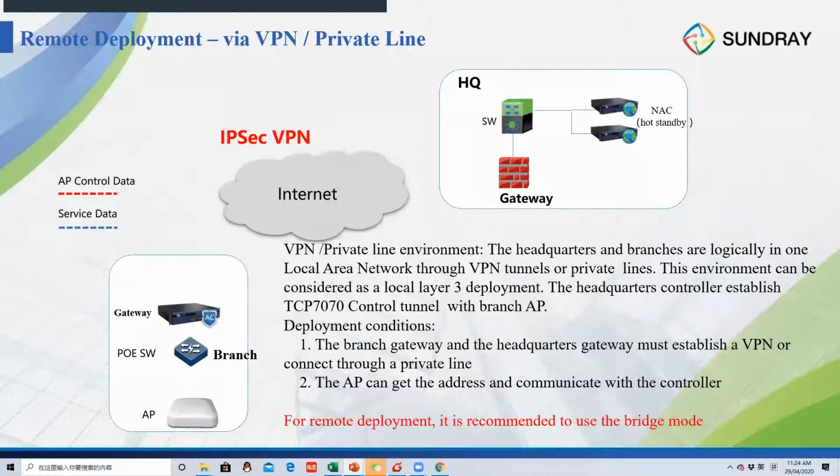And that's why it's the remote deployment. For the remote deployment, we have two scenarios. The first one is from the branch to the headquarters. The client already has the VPN or a private line.